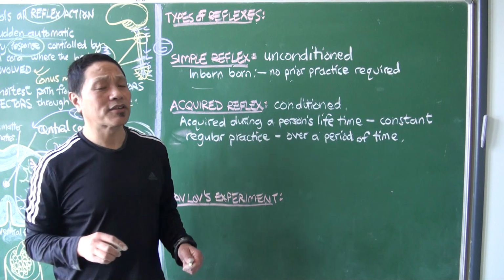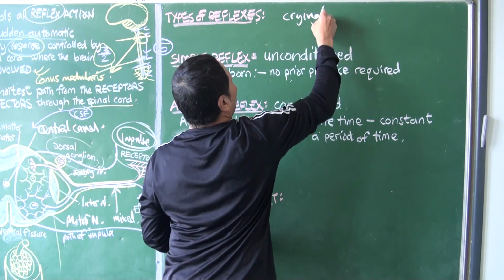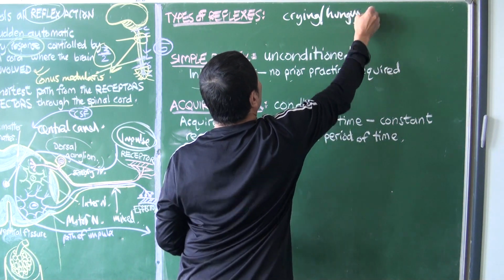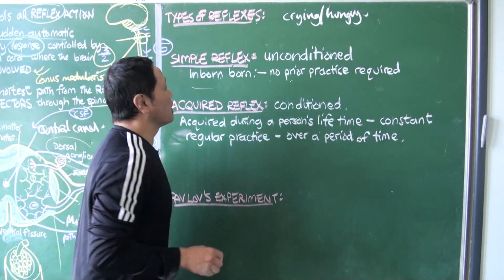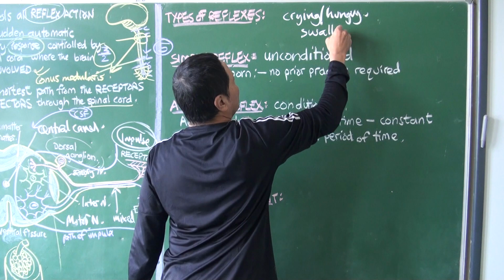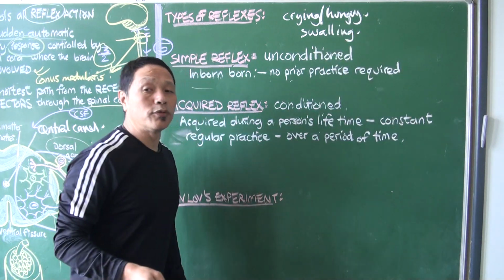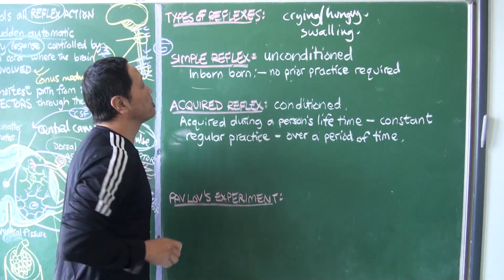For example, crying of the baby when hungry. You don't have to teach a baby to cry when she's hungry. It's inborn. And the other one is swallowing. You don't have to teach babies to swallow food. It's already inbuilt. So those kind of reflexes are called simple reflex.